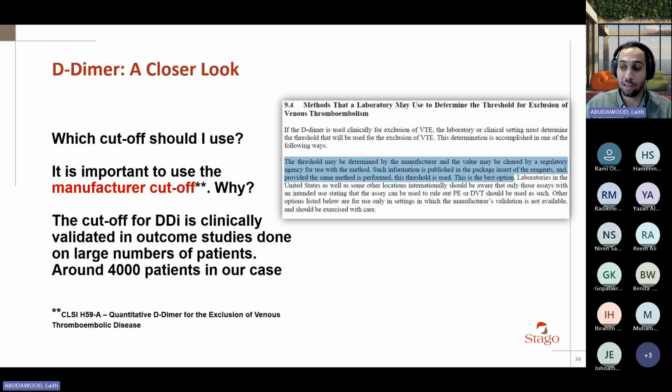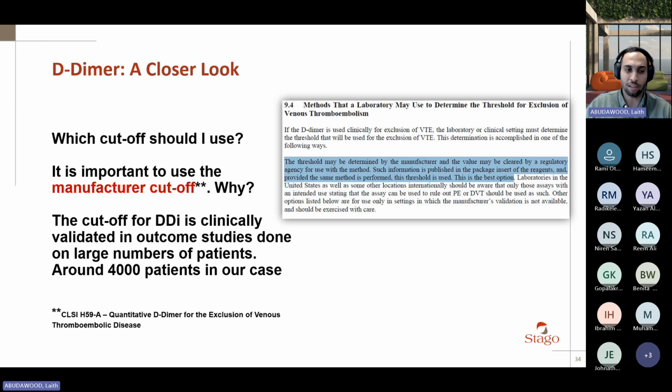So CLSI says, if you want to use the manufacturer cutoff, this is completely fine. All right. If you want to verify it, feel free. Most labs do not have the resources to do that. So you can just take the manufacturer cutoff for D-dimer as it is, go with it. You are good. No problems.